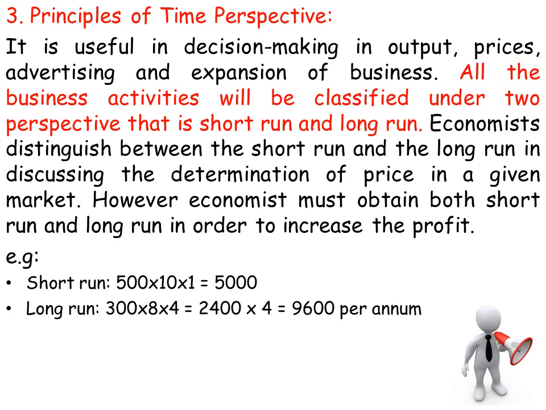It is one case. In another case, there is a company who is ready to give an order for producing 300 units, but they are not ready to pay 10 rupees. Instead they are ready to pay 8 rupees. In the order they are ready to give 4 times in a year. So what is the output? 300 units into 8 into 4. Totally the company will get 9600 per year.